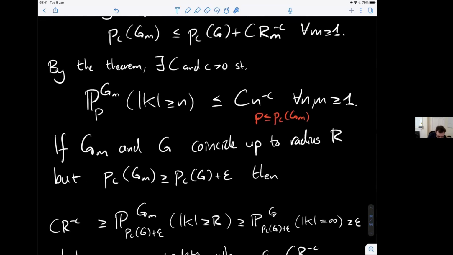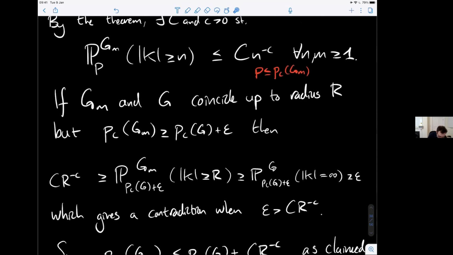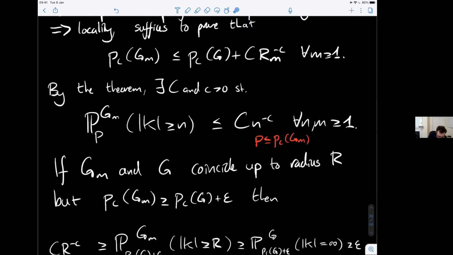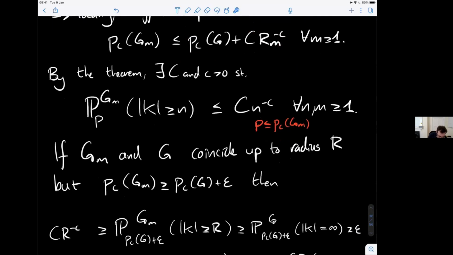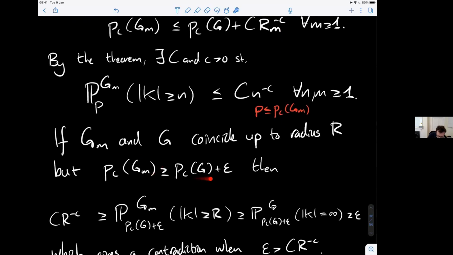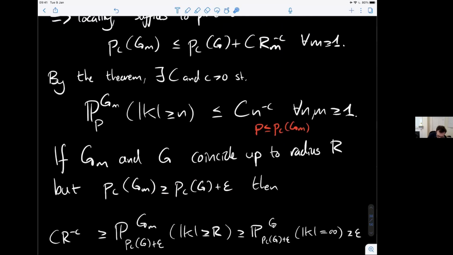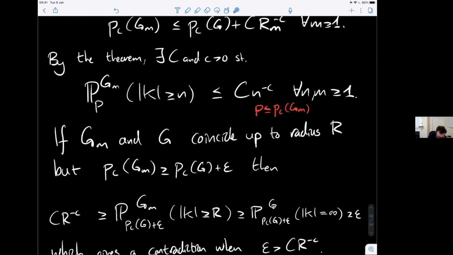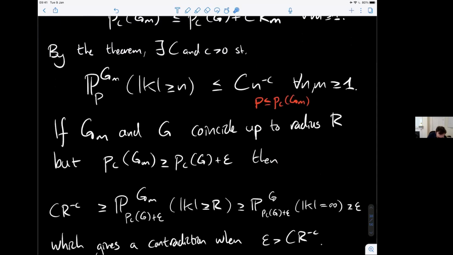Okay. So what that means is, if this inequality didn't hold, so we had PC of GM bigger than PC of G plus epsilon, where epsilon is this, right? Then what we would get is that this number would be smaller than PC of GM, so we could apply this inequality at this parameter. We get that the probability that the cluster has size at least r would be bounded by this thing, c r to the minus c, right?